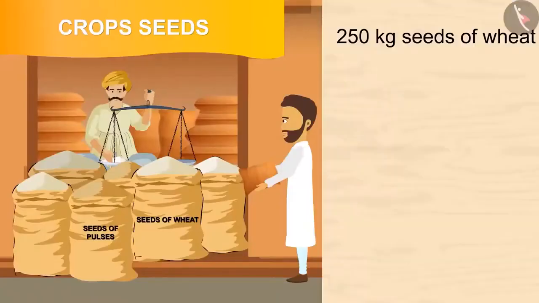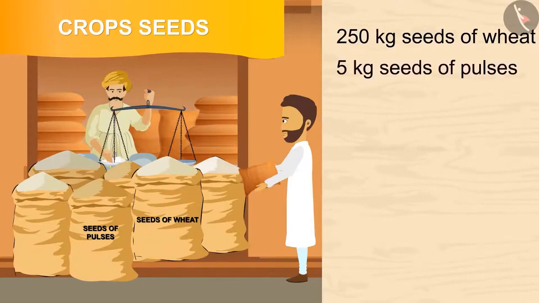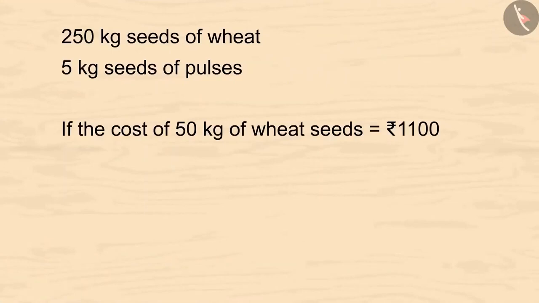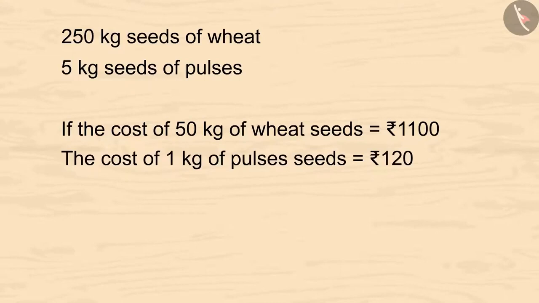He bought 250 kgs of seeds of wheat and 5 kg seeds of pulses. If the cost of 50 kilograms of wheat seeds is 1100 rupees, and the cost of 1 kilogram of pulses seeds is 120 rupees, how much money did Karim Bhai spend on pulses seeds? Kids, you can pause the video and calculate it.